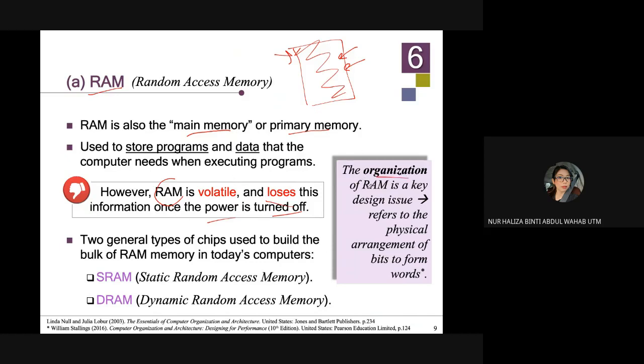The organization of RAM is a key design issue, referring to the physical arrangement of bits to form words. So inside your RAM you can also divide it into two, which are SRAM and DRAM. SRAM is static random access memory and DRAM is dynamic random access memory.